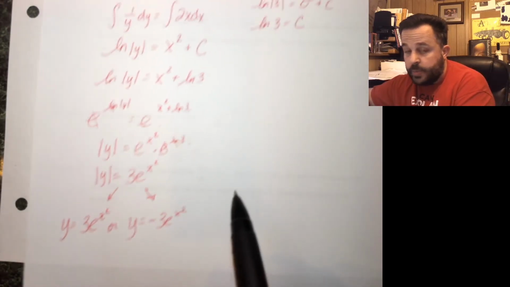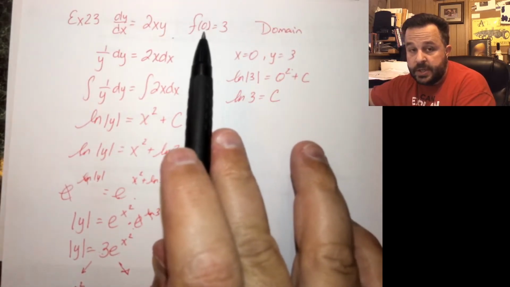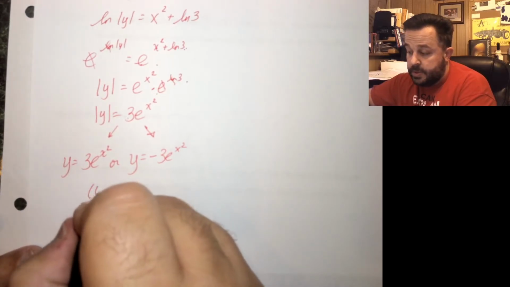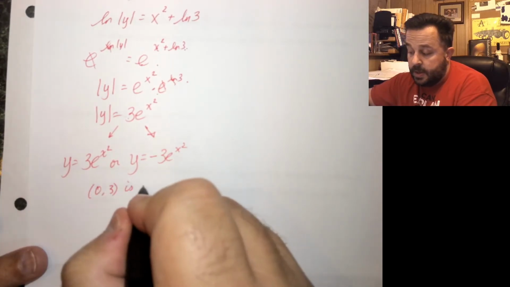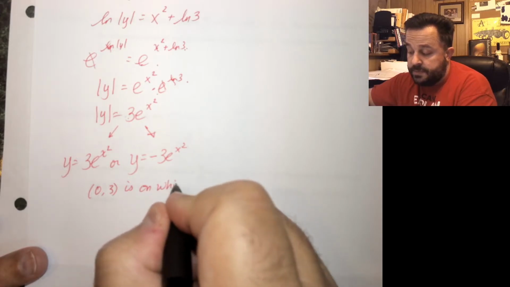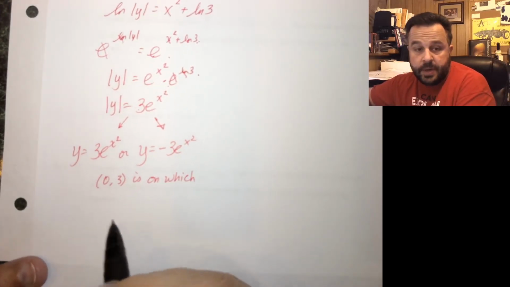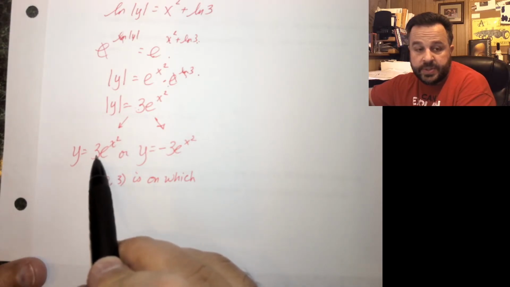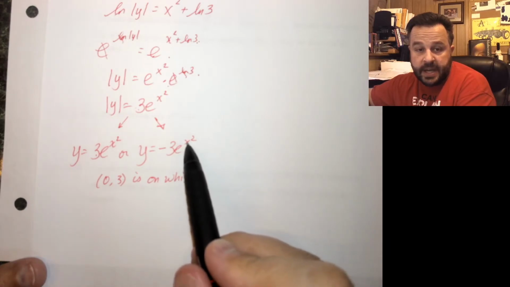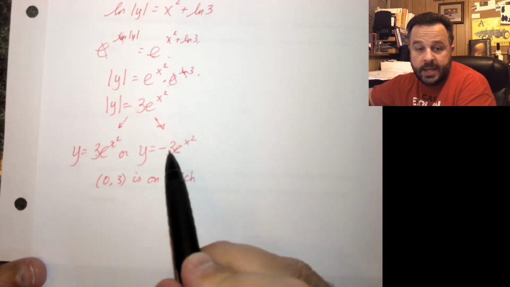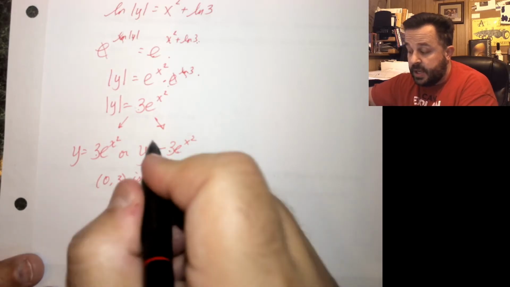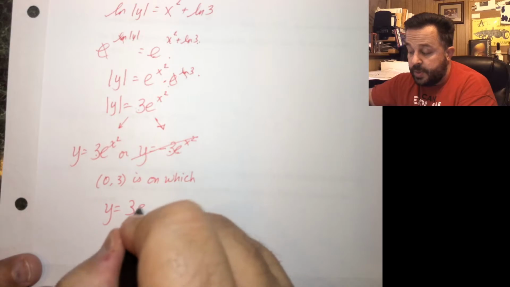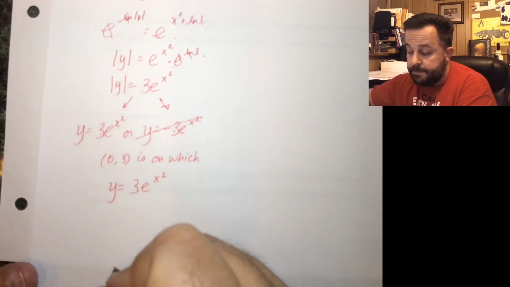To answer that question, we need to go back up to this initial condition, 0, 3, and ask, when I plug in 0, which of these two functions contains the point 0, 3? So on the left one here, 0 squared is 0, e to the 0 is 1, times 3 is 3. That looks good. On the right-hand side, 0 squared is 0, e to the 0 is 1, times negative 3 is negative 3. So therefore, our function is going to be y equals 3e to the x squared.